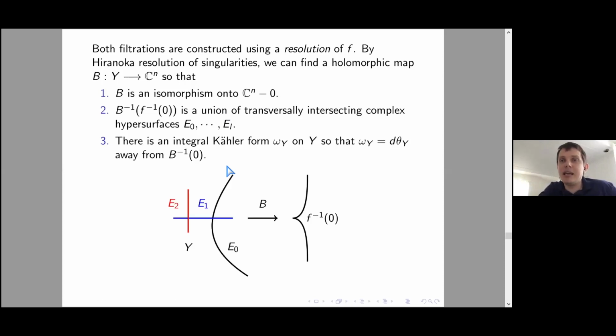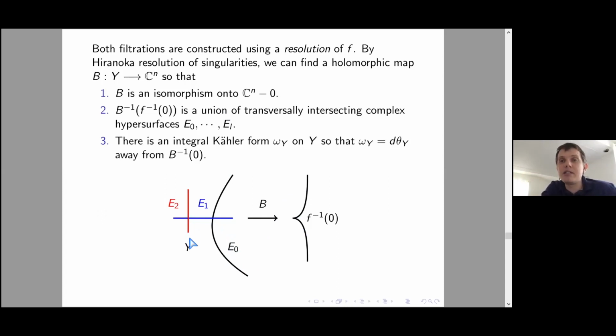Here's a schematic picture of this resolution that you should keep in mind. Here's my singular fiber, F inverse of 0. Here's my blow-up map, blow-down map. E0 is going to be what we call the proper transform of F inverse of 0. So you take the pre-image of F inverse of 0 minus 0 and take its closure in B. You get this E0 here. And then you have other exceptional divisors, so other complex hypersurfaces, E1 and E2.